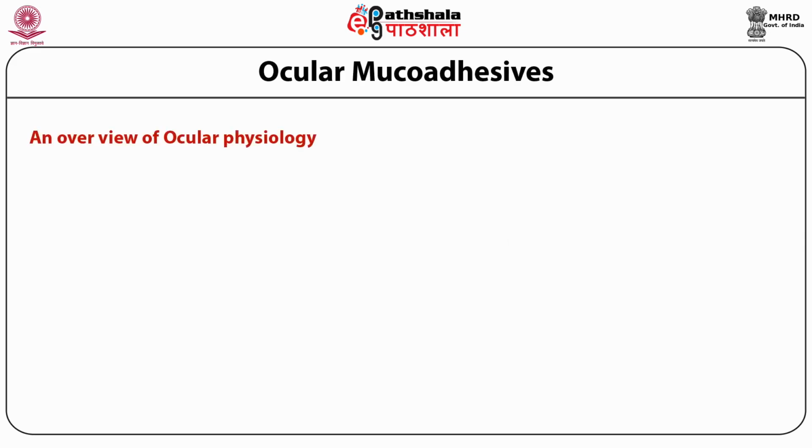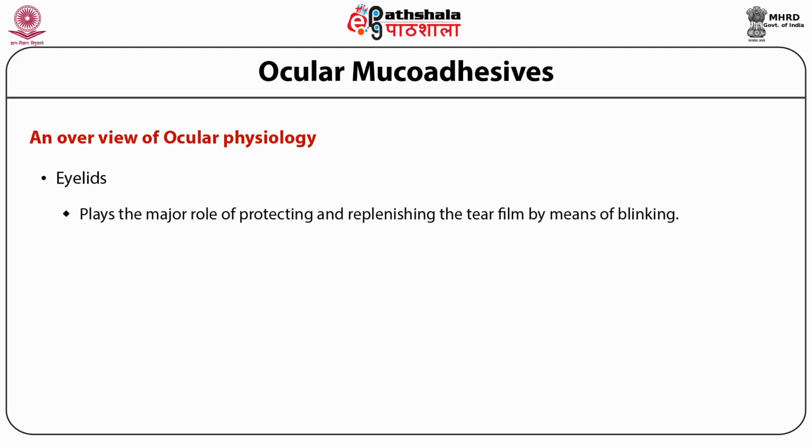My dear students, before we get into the nuances of understanding the development and design of the ocular drug delivery systems, let us take an overview of the ocular anatomy and physiology. We will only discuss the salient features of the ocular physiology. The first one is your eyelids. The eyelids play the major role of protecting and replenishing the tear film by means of blinking. Each one of you must be aware of the process of blinking.